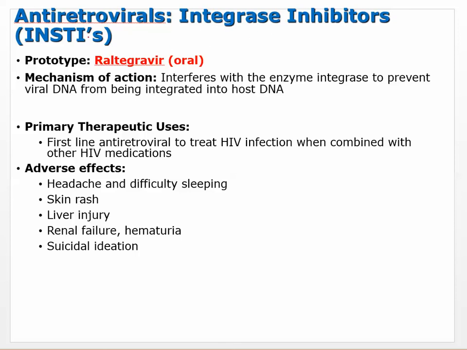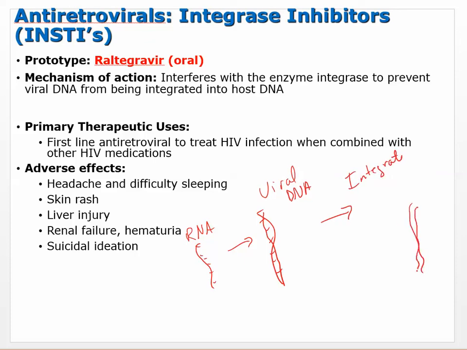Integrase inhibitors, INSTIs. Raltegravir is the prototype drug for that. So we kind of go back a step, sorry. Remember it started out as viral RNA, and then it was reverse transcribed to DNA, and now it has to integrate into the host DNA. Here's the host DNA over here, and we want this to become part of it. So we want to add on to it. That's called integration. It's done with an enzyme called integrase, and integrase inhibitors block that, so this can never integrate into the DNA.